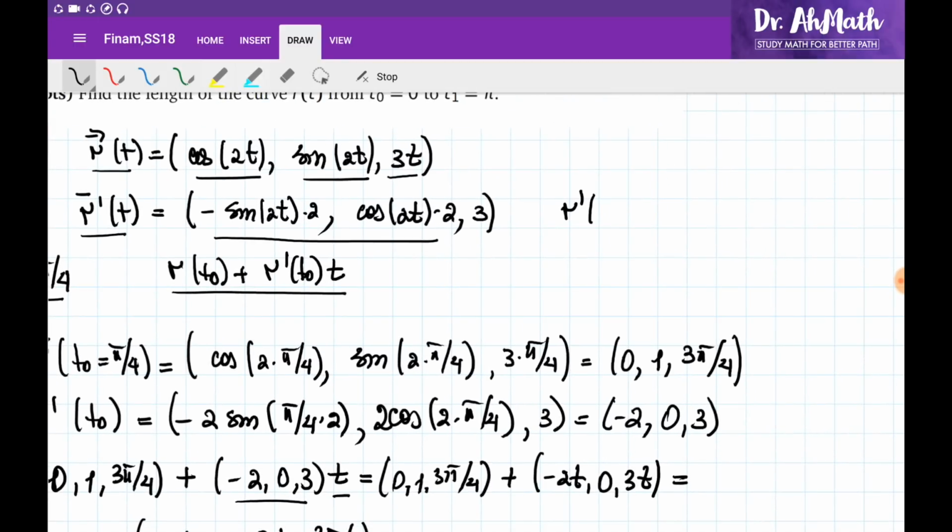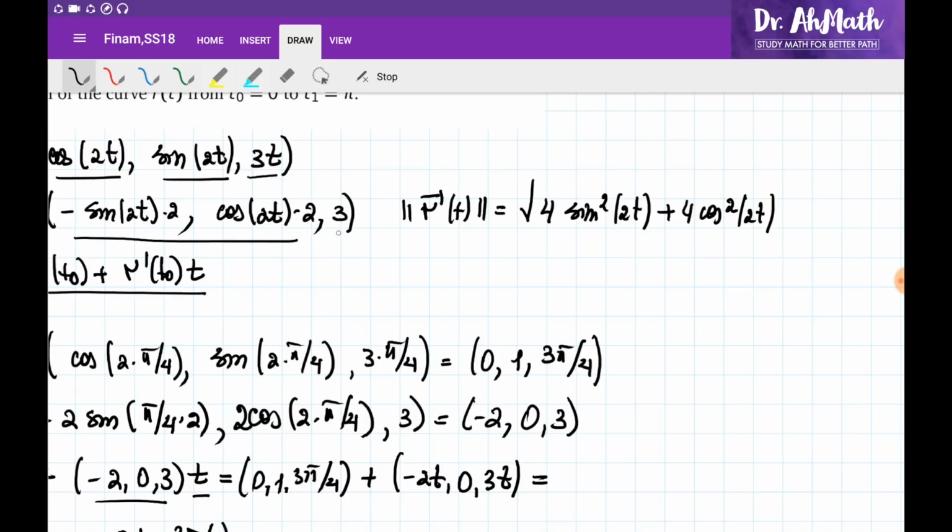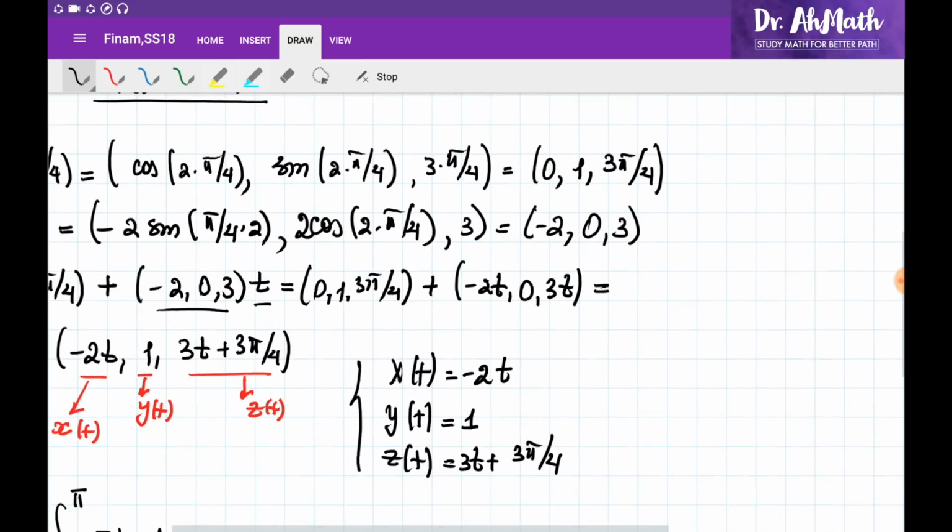So the norm of r prime of t is going to be the square of the first component, which is going to be 4 sine square of 2t. The square of the second component is going to be 4 cosine square of 2t. And the square of the last component is going to be simply 9. So if I take out a 4 from these two terms, it's going to be 4 multiplied by sine square plus cosine square, which is equal to 1. And at the end, we'll get simply square root of 13. So the norm of r prime of t is going to be square root of 13.